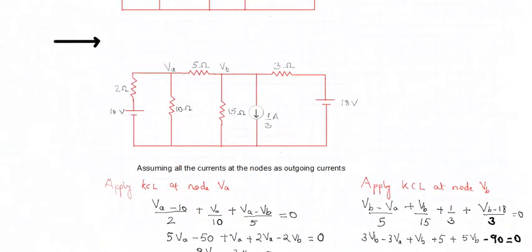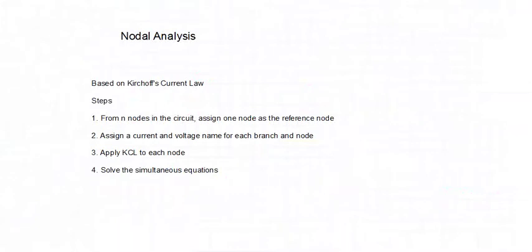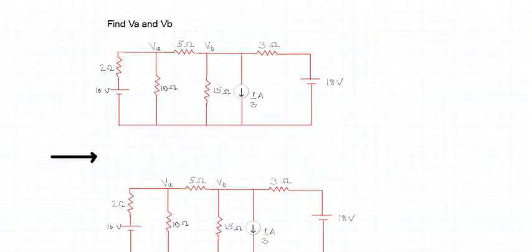Now what were the steps that we have just seen? For the n nodes in the circuit, assign one node as the reference node. We have already done this. Next is to assign the currents, which is important. Once we have decided the nodes A and B, what does KCL say? KCL says that the algebraic sum of all the currents at a particular node of a circuit is 0.